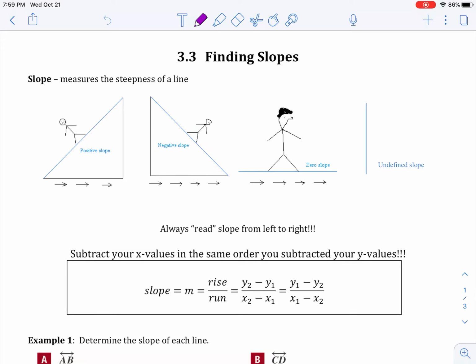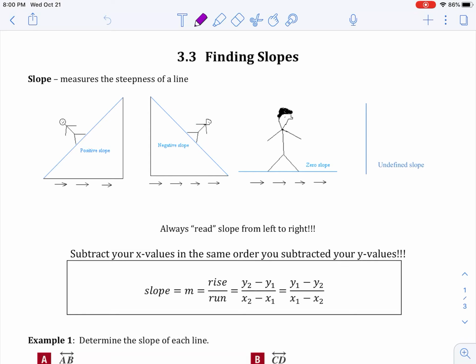Slope just measures the steepness of a line. Does it have a really steep incline to it, or does it have kind of a gradual incline to it? That's what we mean by measuring slope. We also talk about whether or not there's an incline at all and whether we're heading uphill or downhill. So we have these silly pictures here with the people on them, and when I think about slope, I think about walking up a hill.